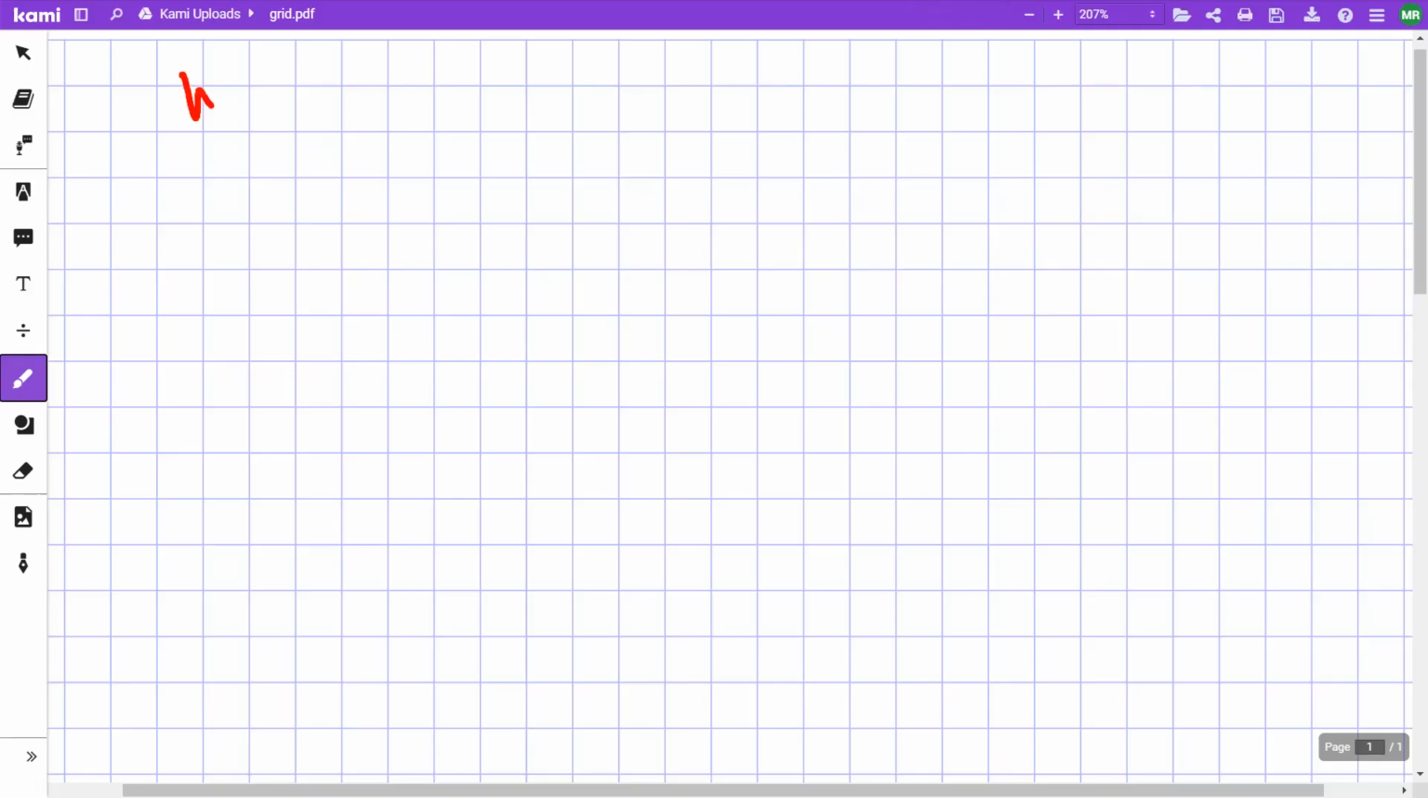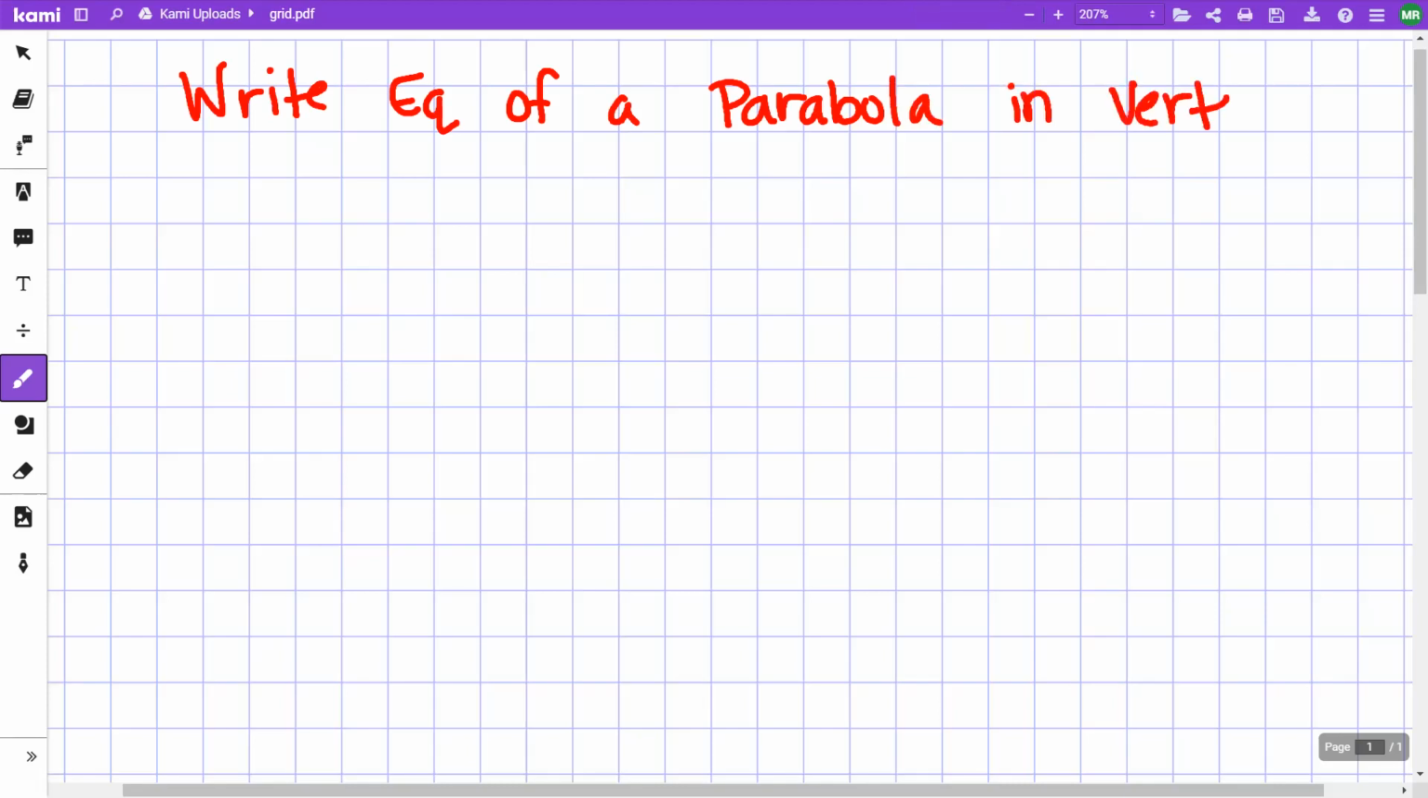So if I was trying to write the equation of a parabola in vertex form, or I'll put in parentheses graphing form, what we have been doing up to this point was finding the x-intercepts and averaging them, okay? And then using that to find our vertex. But sometimes our answers aren't that nice to do that.